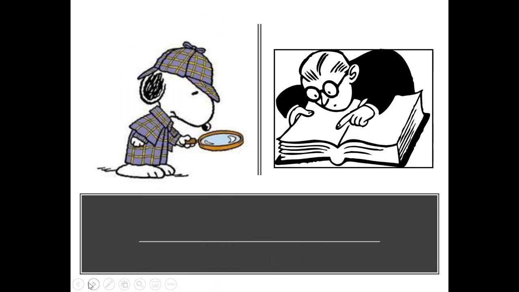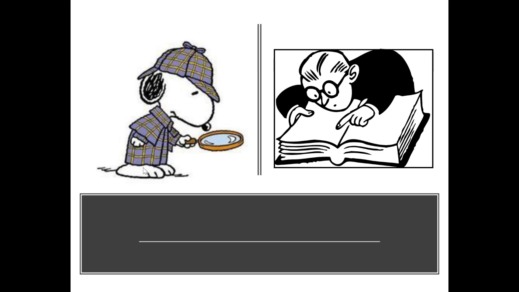Okay, here's our next pair of pictures. What do you notice or see? I notice or I see. So I noticed that Snoopy the dog is looking for something. And I noticed that this man is looking closely or noticing something. So how are they both the same or similar? They both. So I would say they both have people or animals noticing something or looking closely.